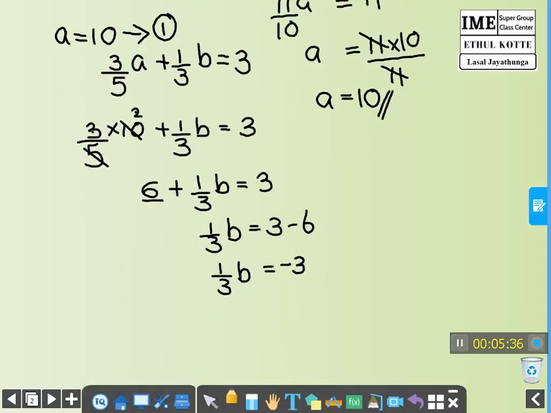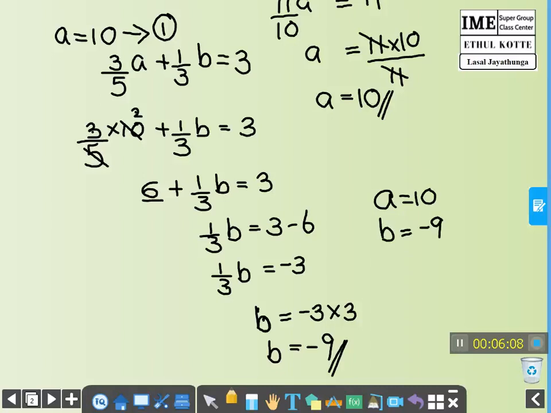Take 3 to the other side, then minus 3 into 3. Here 1b, but basically no need to consider coefficient 1. So it's b. Then b equals minus 9. So finally the answers are a equals 10, b equals minus 9.